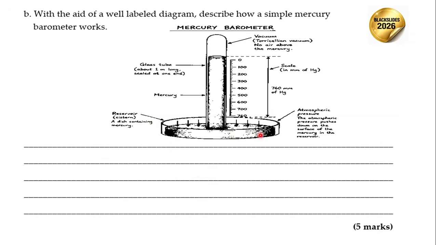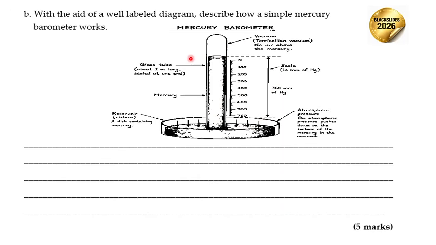It has a tank, this bit here, which is called a reservoir. It's also called a cistern. It's a dish containing mercury, basically. So the dark substance inside it is mercury. And it has a glass which is inverted, turned upside down upon being filled with mercury. The top part here is empty, it's a vacuum. There's no air above the mercury here. And then we have a scale.